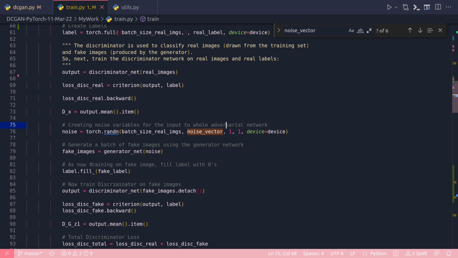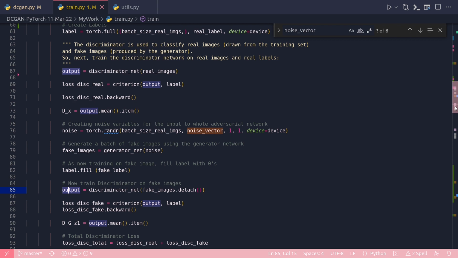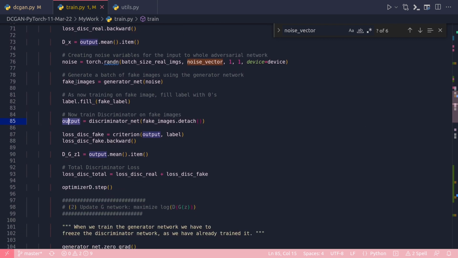So now, training on fake images, fill labels with 0. So that's what I'm doing. The same label variable here, I'll be filling them with fake label. This is an argument, and this will be given a number of 0 because they represent the fake. So now again, train the discriminator, that is, classify these fake images with the discriminator net. And that's what I'm doing here in this line.